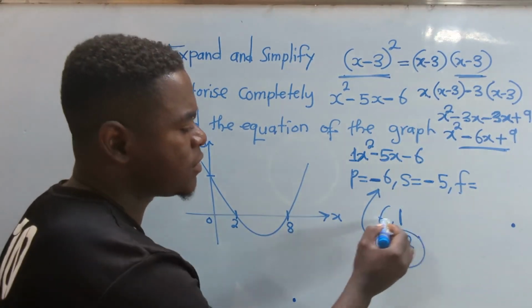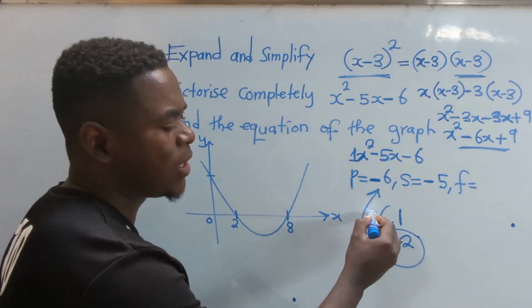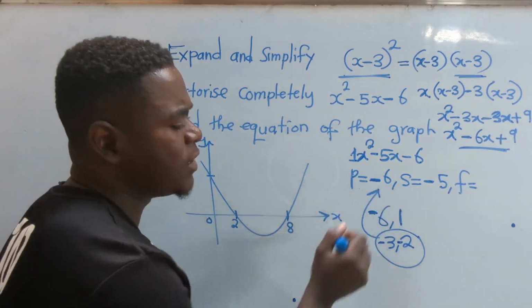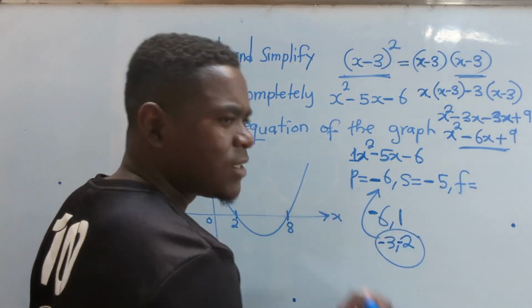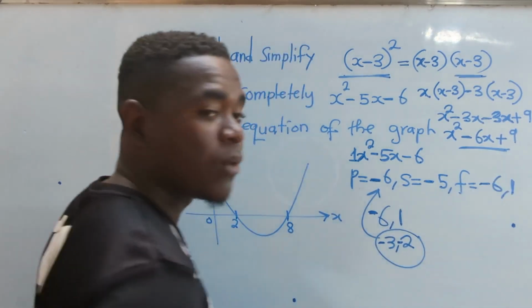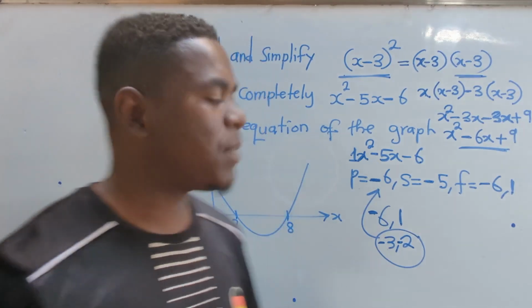So meaning that it is only these two that are going to work. Which one will carry a negative? It is this one. If you multiply negative 6 times 1, you get negative 6. If you add negative 6 plus 1, you get negative 5. So what are the factors? Negative 6 and 1. So this is how you are supposed to answer this particular question.